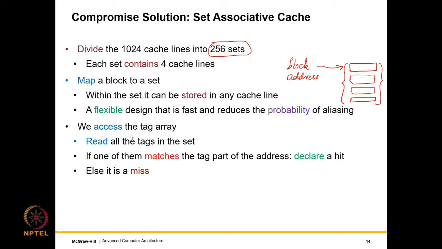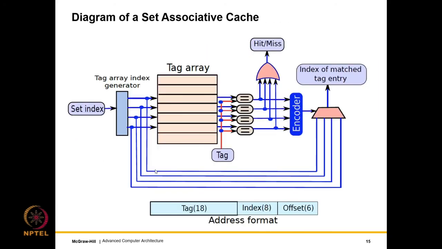So the broad approach is that we access the tag array. We will have 4 tags in a set, and we read all the tags in the set. Then we compare. In this case we use traditional comparators. If there is a successful comparison, we declare a hit, else we declare a miss. So let's look at the diagram of a set associative cache. This will be clear.